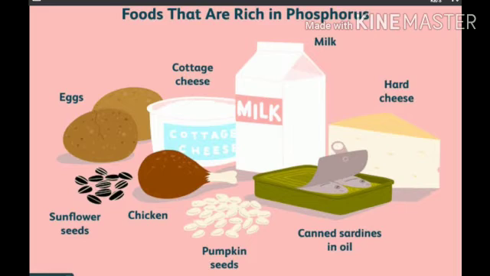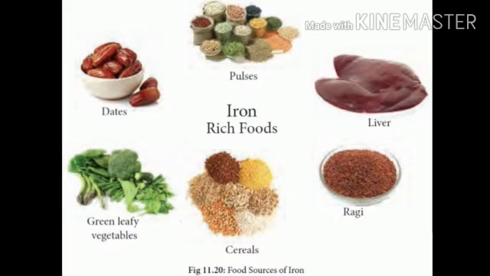Phosphorus helps in synthesis of nucleic acid, ATP, NADP, and deficiency of phosphorus leads to softness in bones. Phosphorus-rich foods are dairy products, cereals, beans, nuts, meat and egg. Now let's move on to micronutrients. We shall take up iron first.